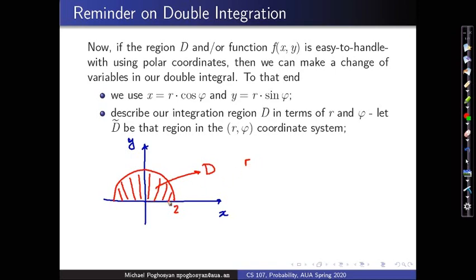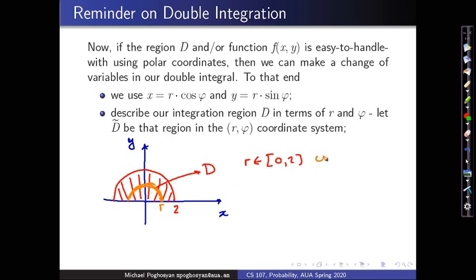In our region, R is changing. The radius of all points in this D is between 0 and 2. If I fix all points with radius R, so say this is R, all points of radius R will form this half circle with radius R.